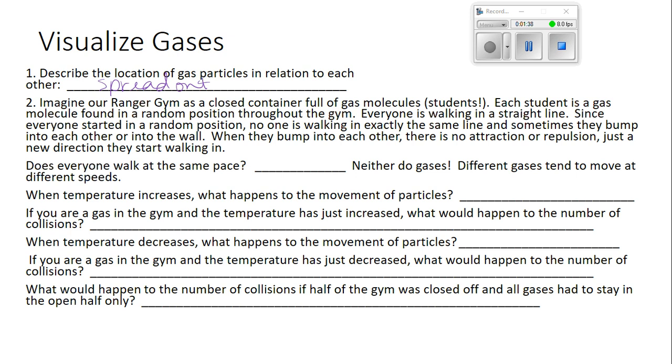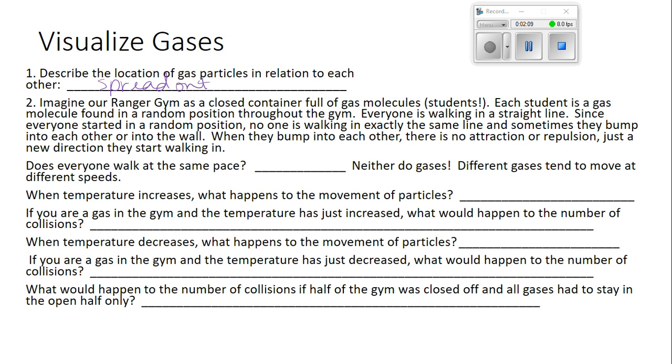So imagine our Ranger gym as a closed container full of gas molecules. Students. Each student is a gas molecule found in a random position throughout the gym. Everyone is walking in a straight line. Since everyone started in a random position, no one's walking in exactly the same line, and sometimes they bump into each other or into the wall. When they bump into each other, there's no attraction or repulsion, just a new direction they start walking in.